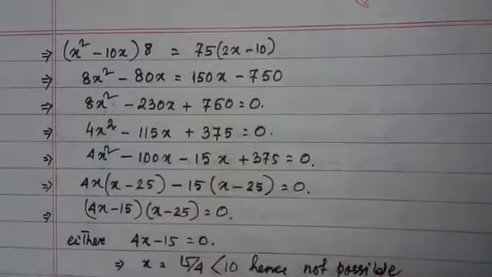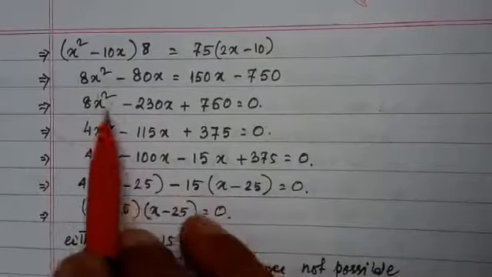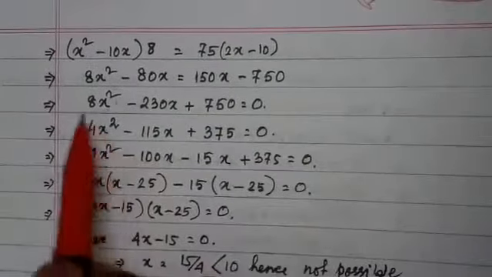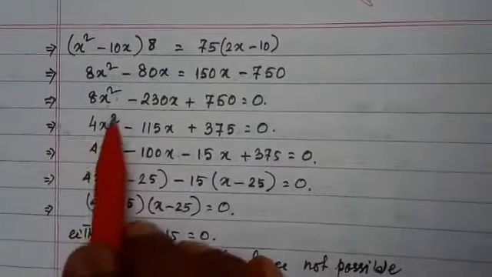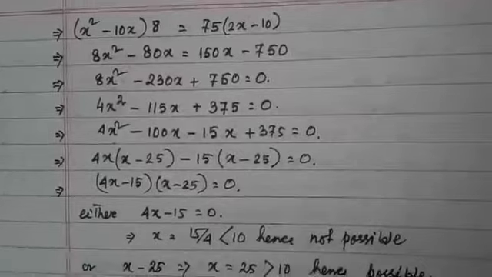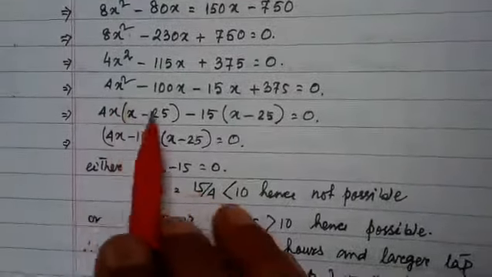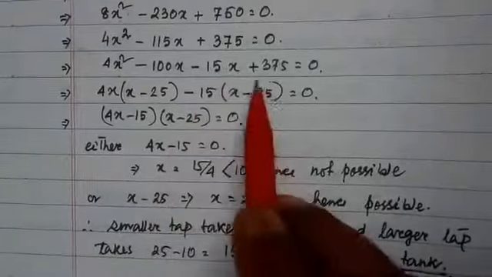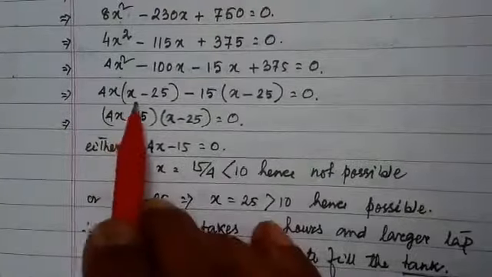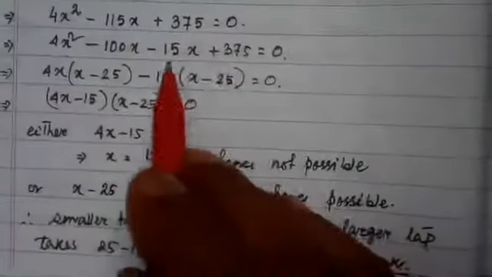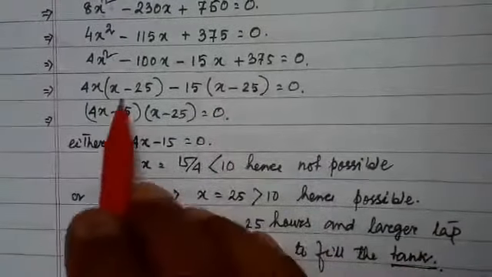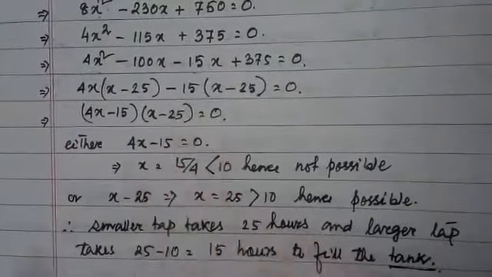Bringing all the terms to the left hand side, we will have 8x square minus 230x plus 750 is equal to 0. Let us divide the whole equation by 2. So this will be 4x square minus 115x plus 375 is equal to 0. Now middle term factor: 4x square minus 100x minus 15x plus 375 is equal to 0. Now from the first two terms 4x is common, so x minus 25, and from the last two terms minus 15 is common, so x minus 25. So the two factors are x minus 25 and 4x minus 15 is equal to 0.